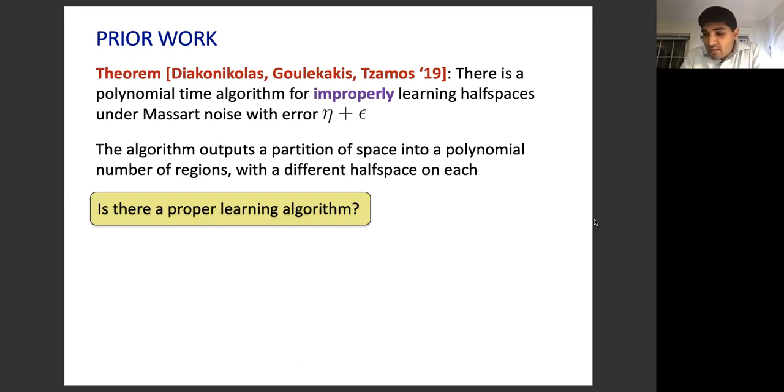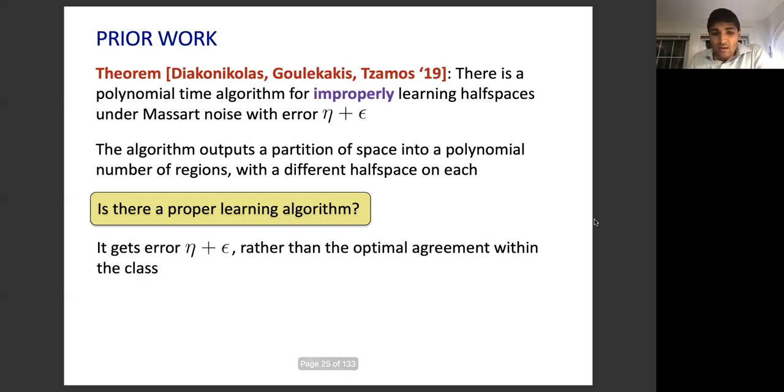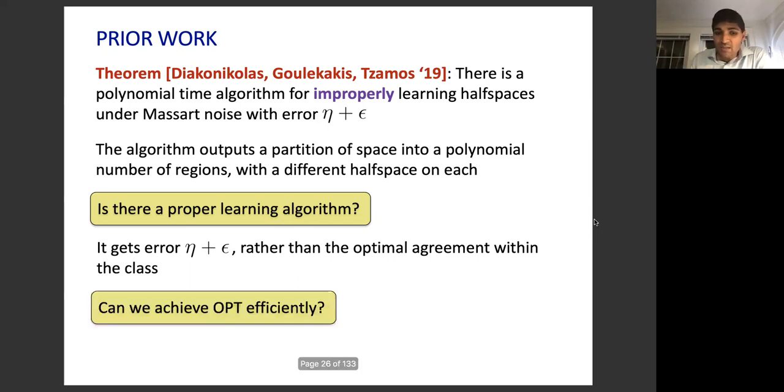So one of the questions that I'll be interested in is: is there a proper learning algorithm, something that actually spits out a half space? And there are a lot of benefits to doing that, because it's much easier to interpret what your hypothesis is. Another question you can ask is: is it possible to improve this error guarantee? Instead of this upper bound of eta plus epsilon, where eta is the upper bound on the fraction of points the adversary can corrupt, maybe it's possible to actually reach or compete with the optimal agreement within the class of half spaces. So is it possible to get stronger error guarantees that compete with opt instead?